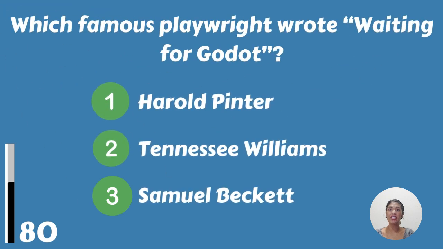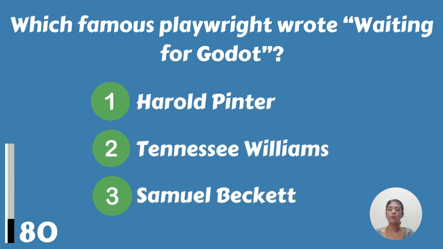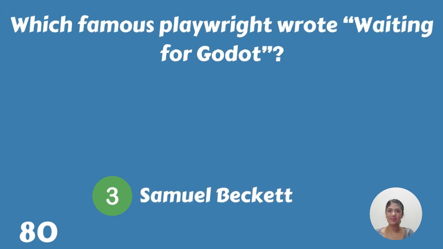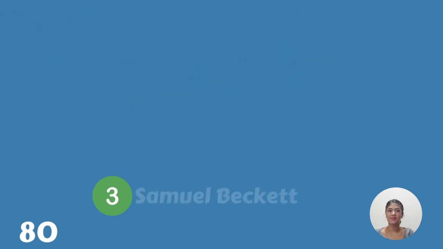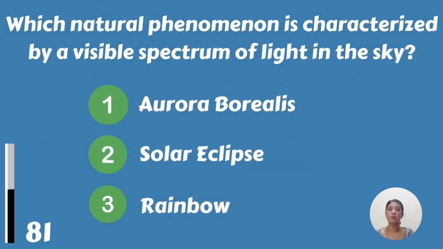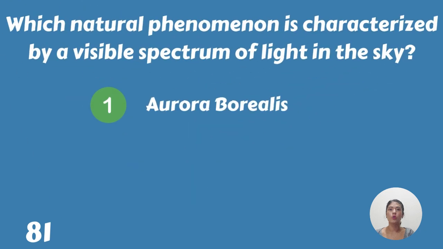Which famous playwright wrote Waiting for Godot? Harold Pinter, Tennessee Williams, Samuel Beckett. Samuel Beckett. Which natural phenomenon is characterized by a visible spectrum of light in the sky? Aurora borealis, solar eclipse, rainbow. Aurora borealis.